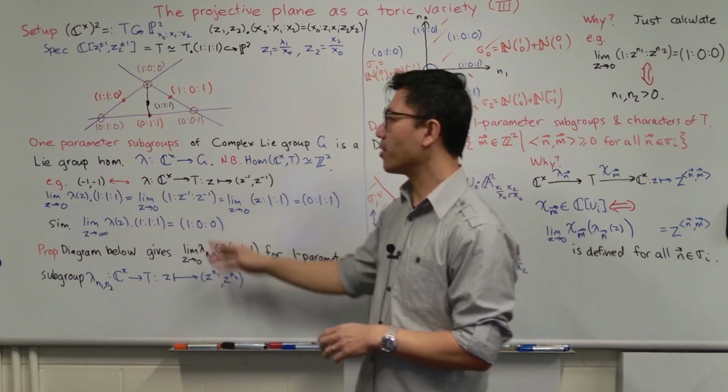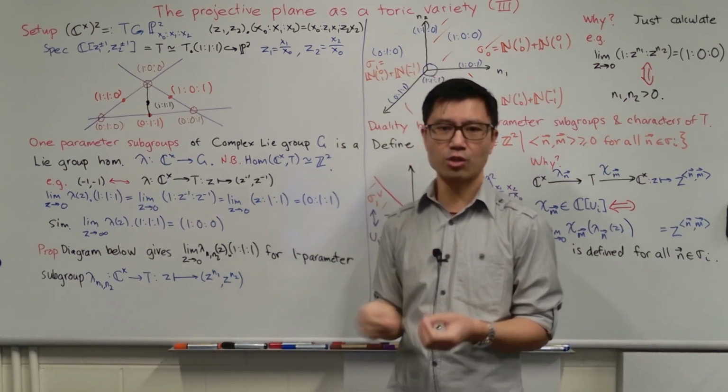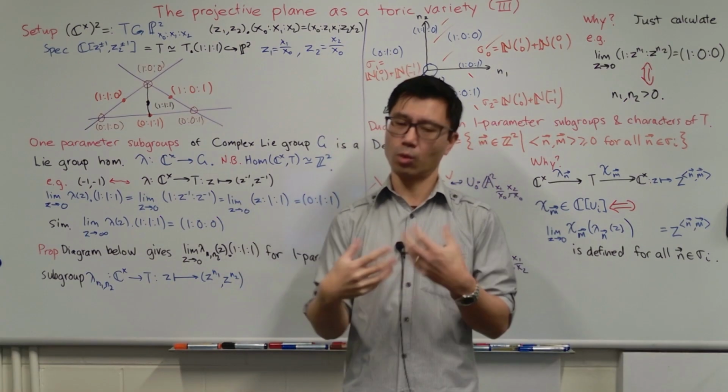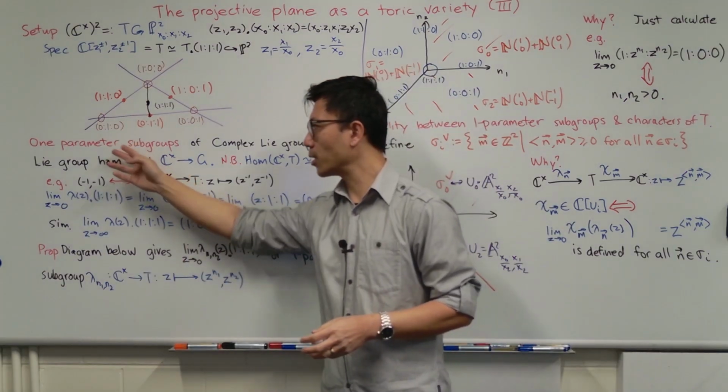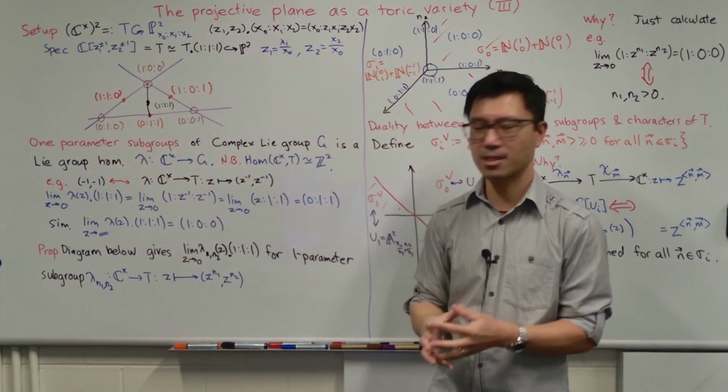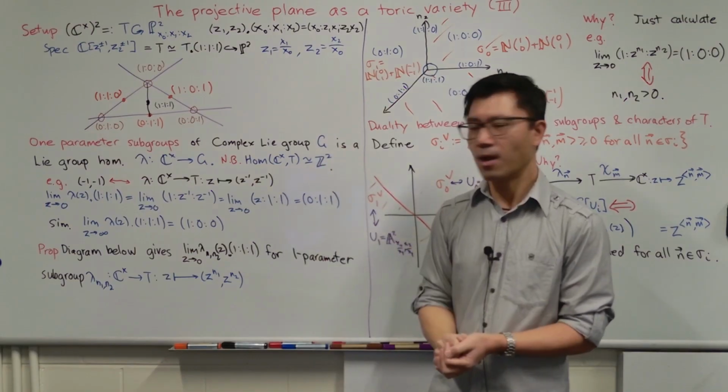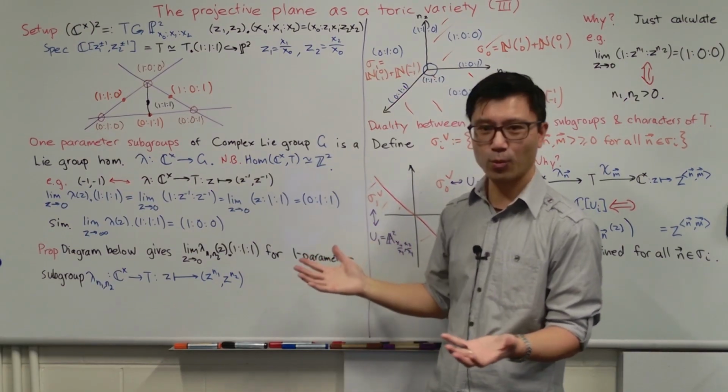So that's one way that you can access points on the boundary. You just take limits. And the question is, what do you take limits of? How do you go there? And so the way we're going to do it is we're going to pick these one parameter subgroups. We know there are lots of them. And so hopefully we can get everywhere.